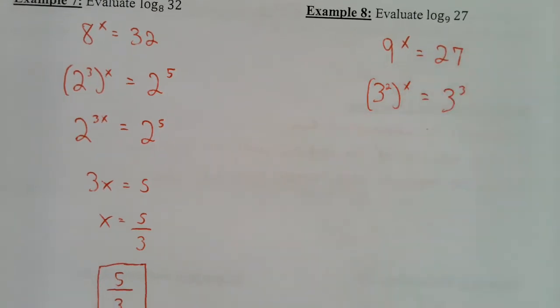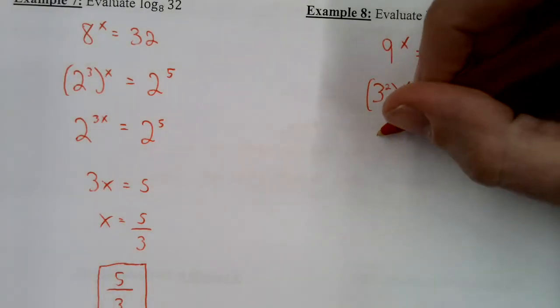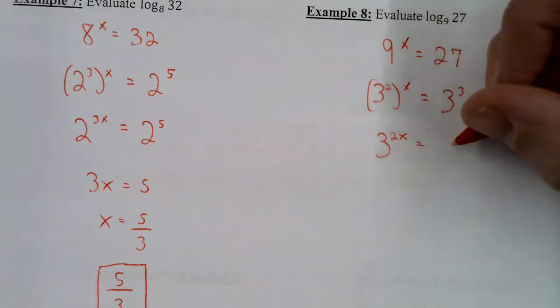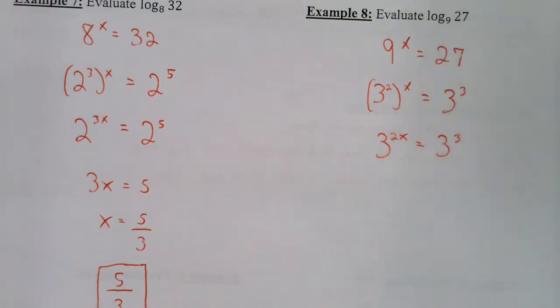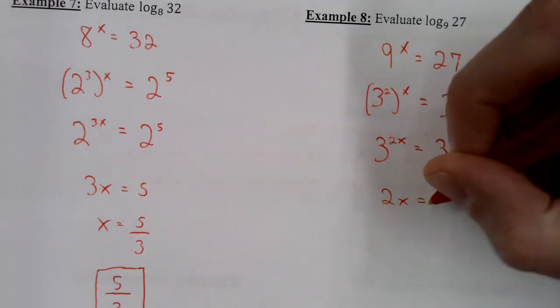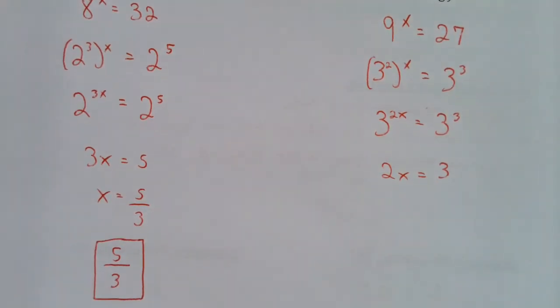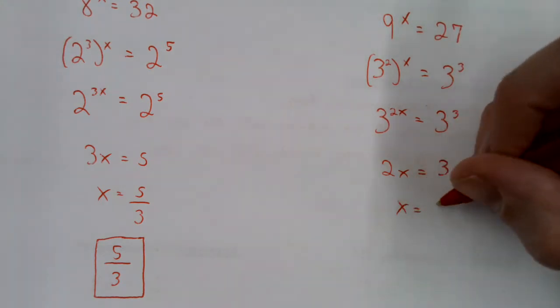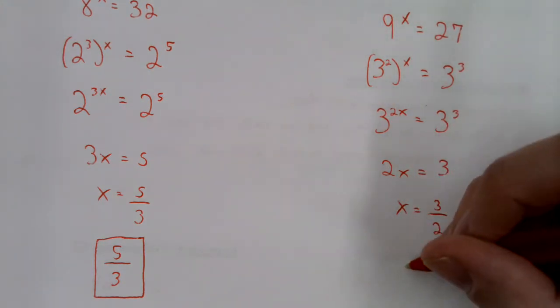Power to a power, multiply the exponents. 3 to the 2x power equals 3 to the 3rd power, like that. Now, since each side has the same base, you can set the exponents equal and solve for x. 2x equals 3. X equals 3/2. So that is the answer.